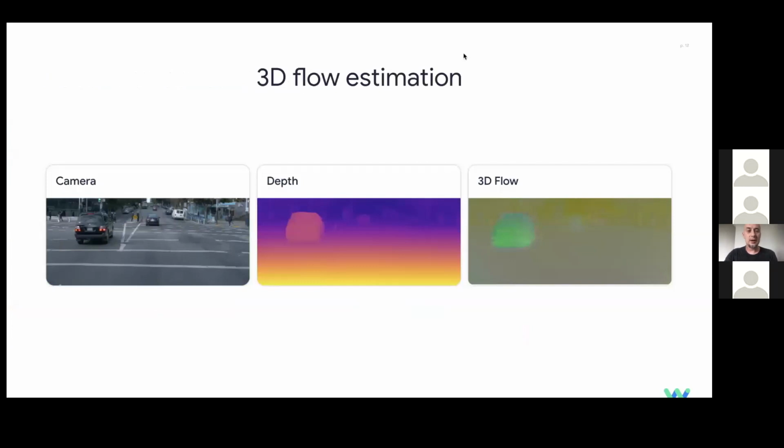One artifact or product of these networks is also 3D flow. We can learn 3D flow as part of this wider model in a self-supervised fashion without any supervision. This on the right is an example where if you squint, you will see that each of these vehicles has a slightly different color corresponding to their motion in the scene.